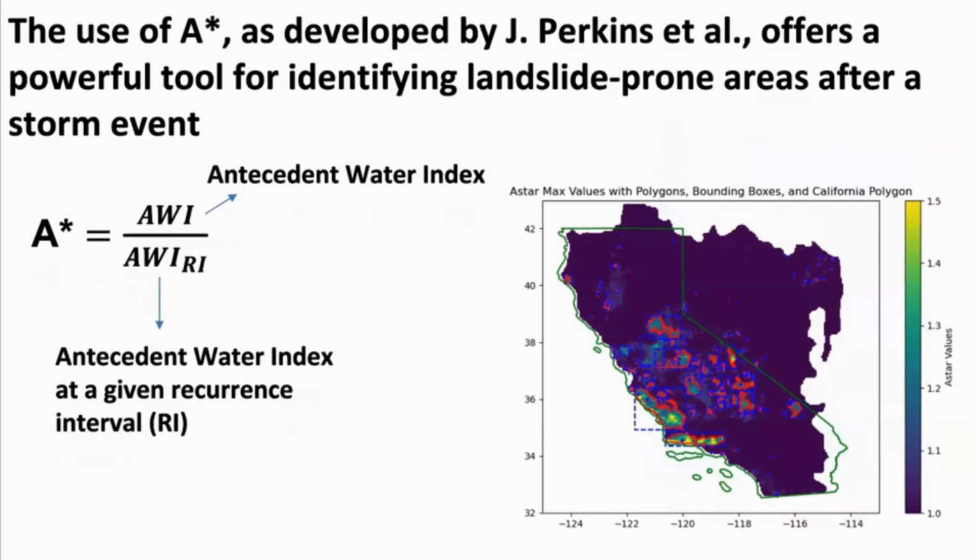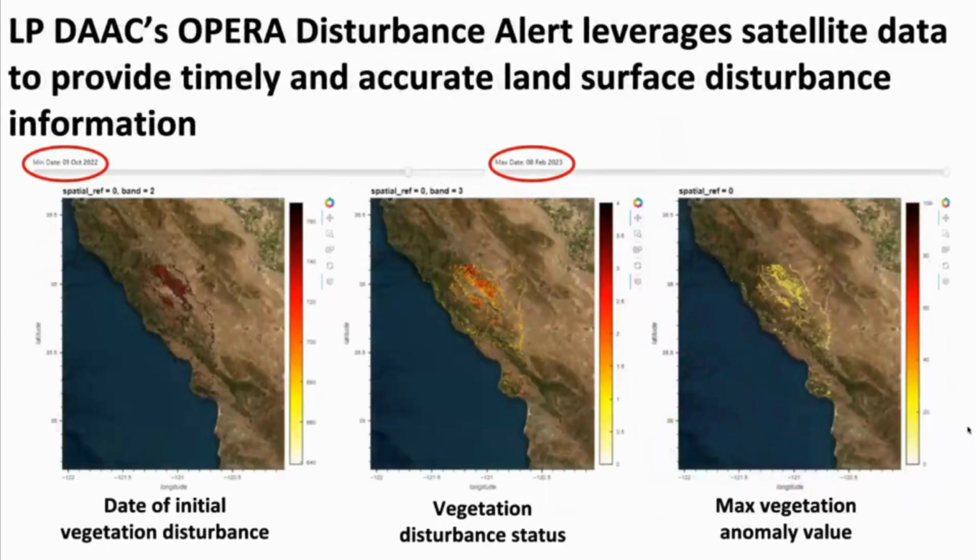And then once we have these areas with the high probability, I build bounding boxes around them so I can use it in the next model, the Opera disturbance data. Next slide, please. So with those bounding boxes, I then bring it into LPDAAC's Opera Disturbance Alert. The Opera Disturbance Alert is a powerful tool for monitoring land surface changes. It combines data from harmonized Landsat and Sentinel-2 satellites, providing observations every 2 to 4 days at a 30-meter resolution.